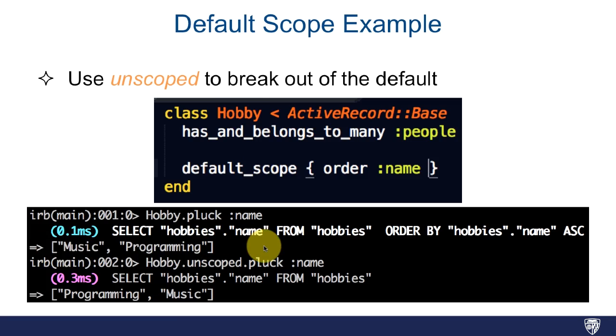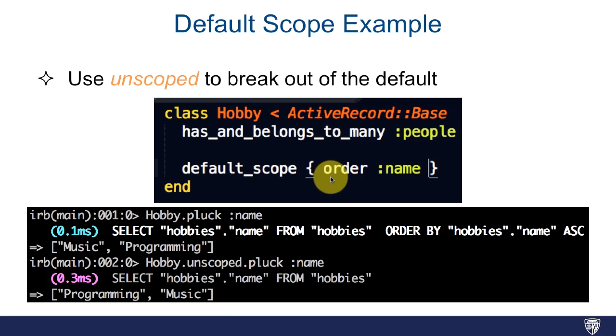Now, if you ever decide to break out of that default scope, you could do hobby unscoped, and then you're back to whatever the database thinks it should give you back, which happens to be programming music, which is not in alphabetical order. Otherwise, it's going to automatically insert the order by clause, which you specified as part of your default scope.